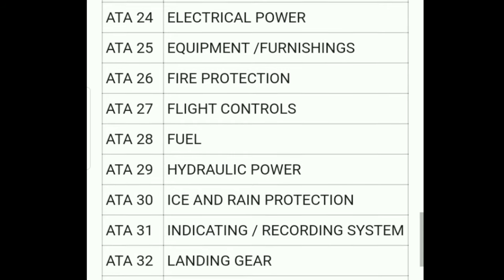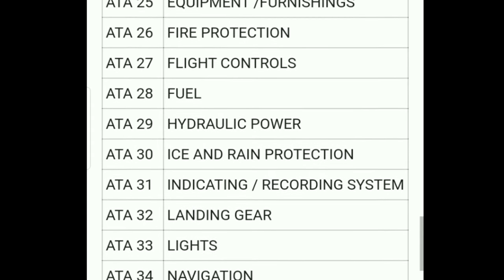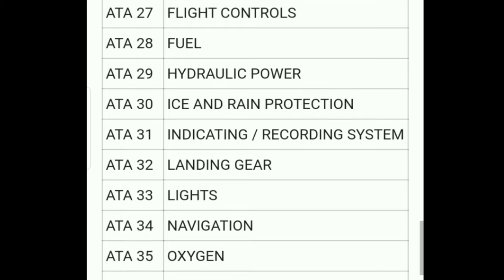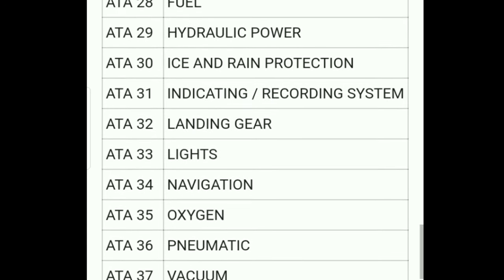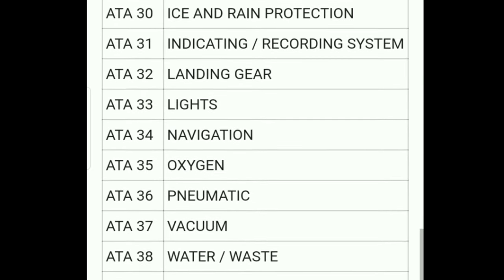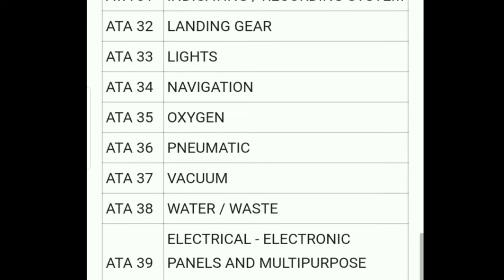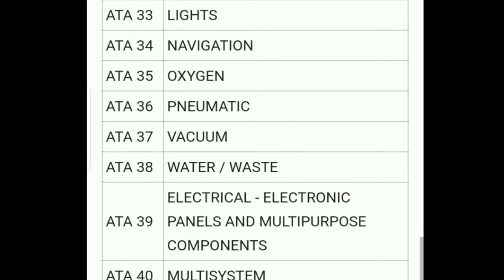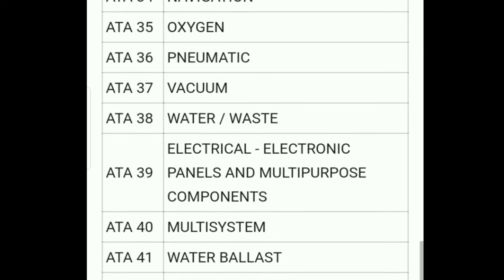30, Ice and Rain Protection. 31, Indicating and Recording System. 32, Landing Gear. 33, Lights. 34, Navigation. 35, Oxygen. 36, Pneumatic. 37, Vacuum. 38, Water Waste. 39, Electrical, Electronic Panels and Multi-purpose Components.